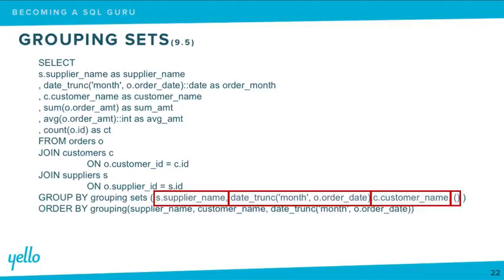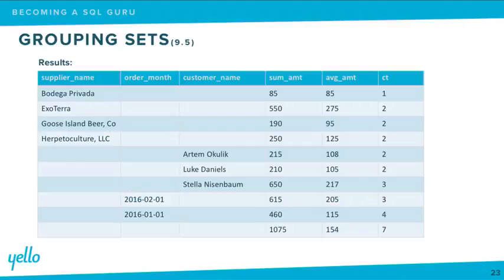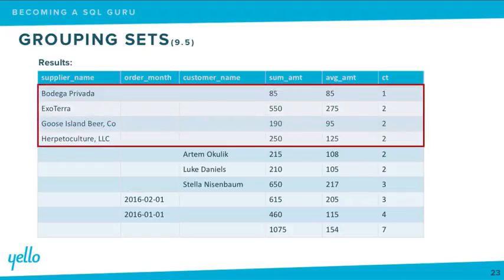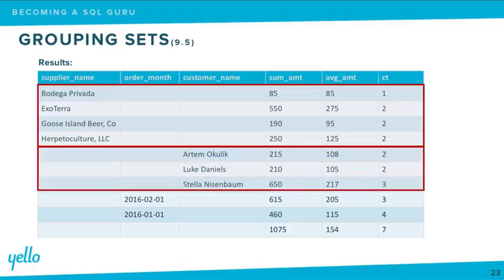So normally when I do this, the output looks like this. So you can see though in this display, we have all of our aggregations to the supplier level, to the customer level, and to the order month level.